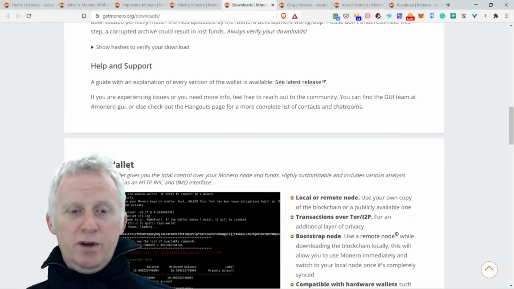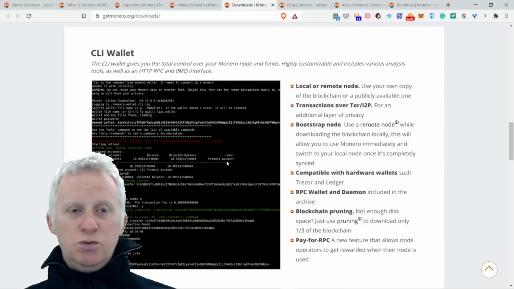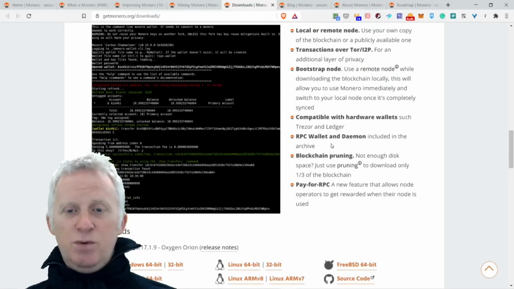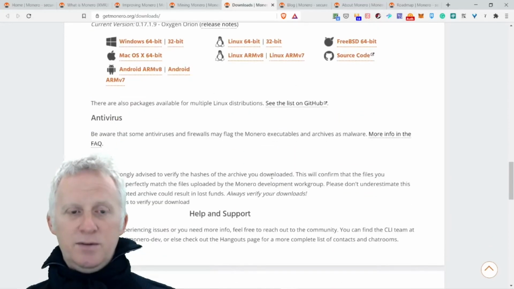Verify and support the Clear wallet as well. The Clear wallet gives you total control over the Monero node and funds. Highly customizable, it includes various analysis tools as well as an HTTP RPC and 0MQ interface. Local or remote node transactions over Tor and I2P, bootstrap node, compatible with hardware wallet, RPC wallet and demands, blockchain pruning, and pay to see. Download antivirus.